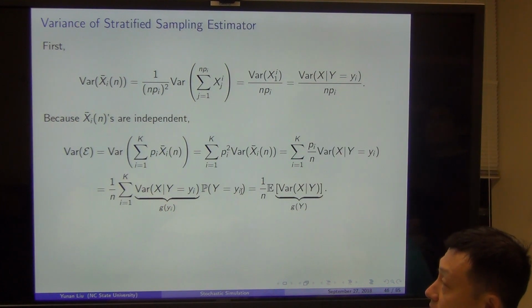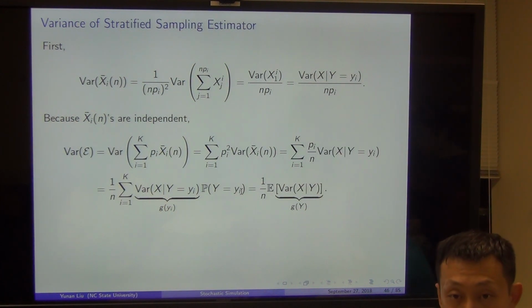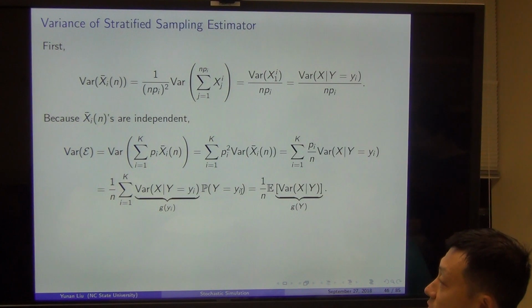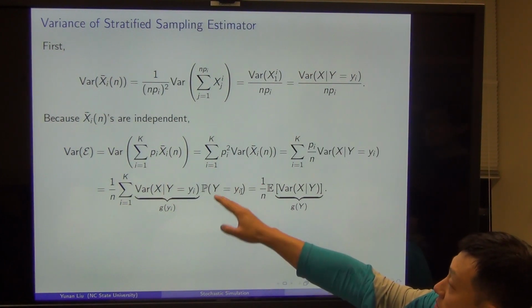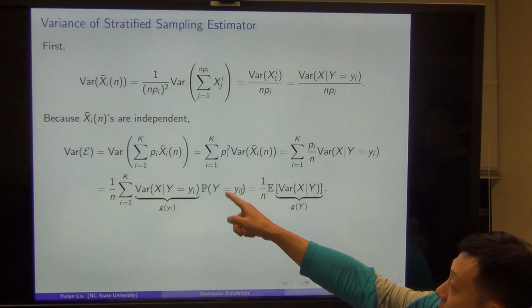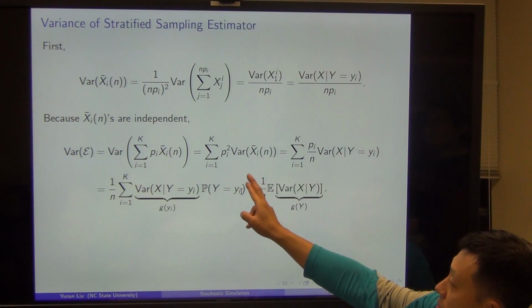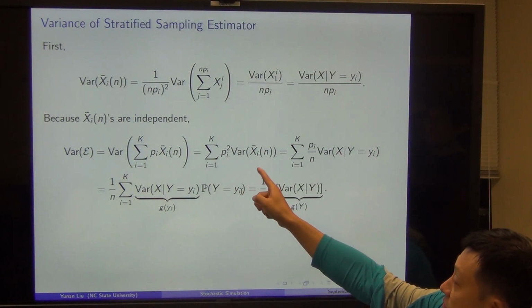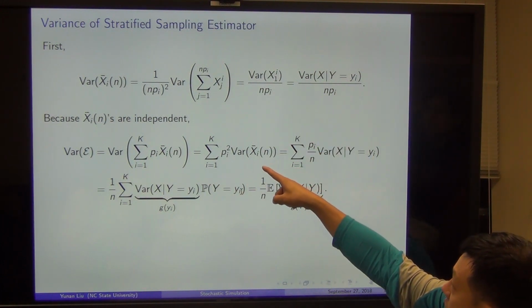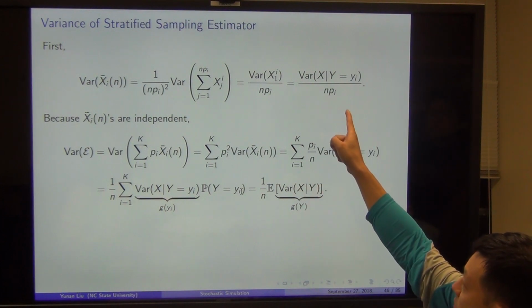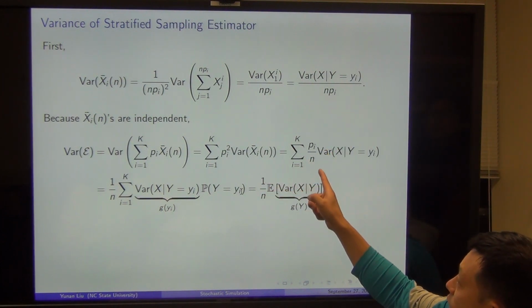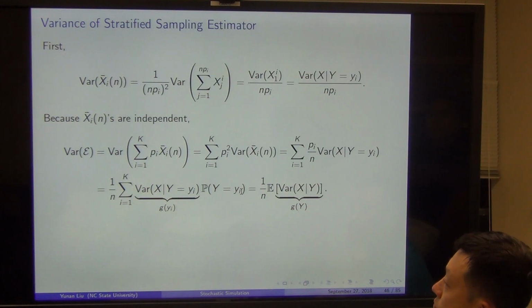Because each case is generated independently, the variance of the overall stratified sampling estimator, the variance of the calligraphic E, is equal to the variance of the sum. So we have independence, so we interchange the sum with the variance. The variance of a sum equals the sum of variances, and the variance of each term equals p_i squared times the variance of X_i bar. So plug this in here. We cancel out the n p_i with the p_i squared. Here we have a p_i over n. That's this, right? Okay.